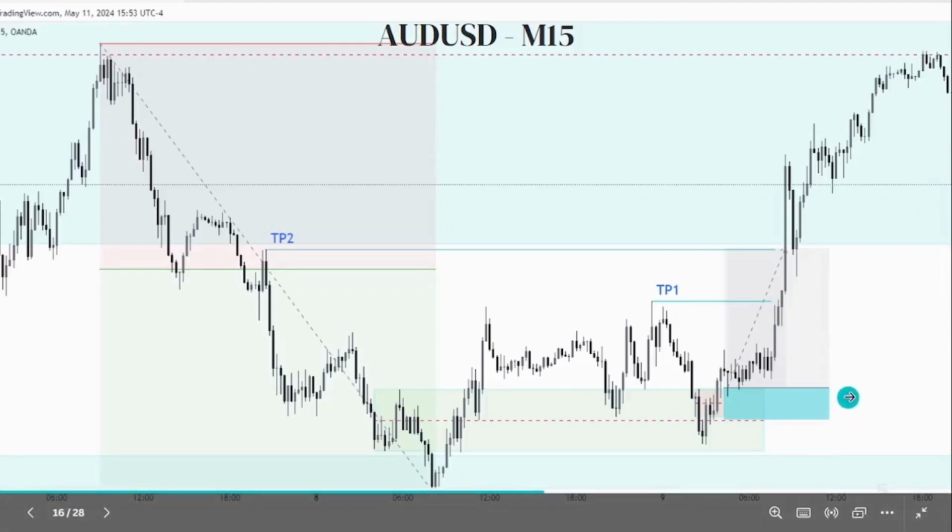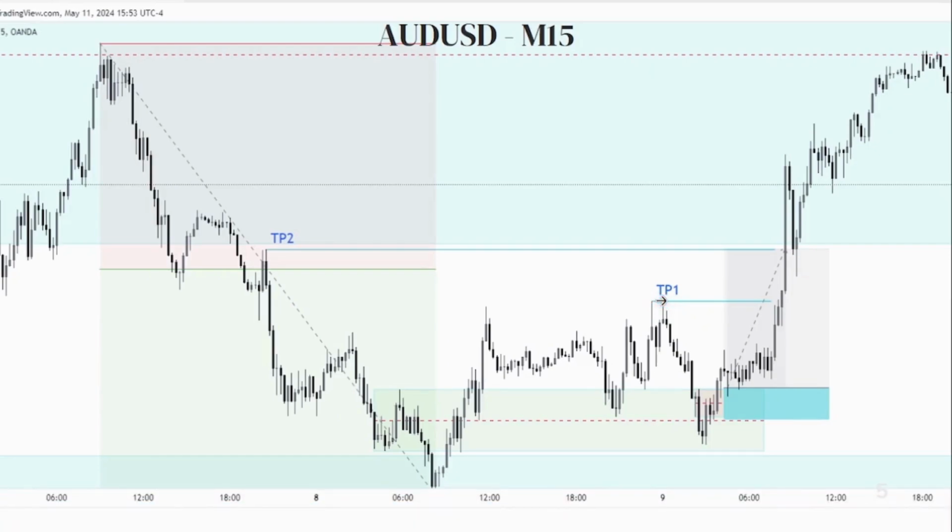Now this is what my targets are. If I'm buying here, my initial target is this high. Alright. Now it doesn't mean that I will take out 80% profits at this high. Alright. I will take out 50% profit and bring my stop loss to break even.